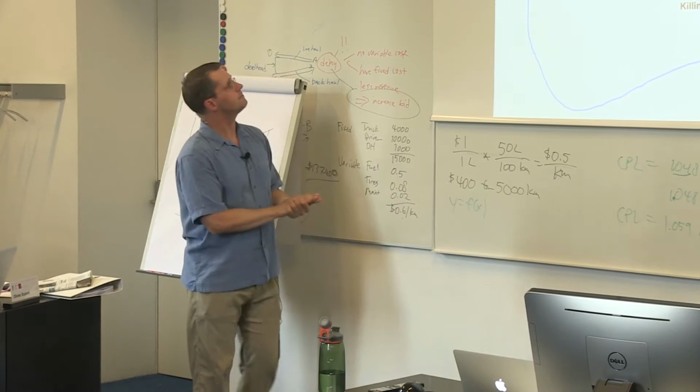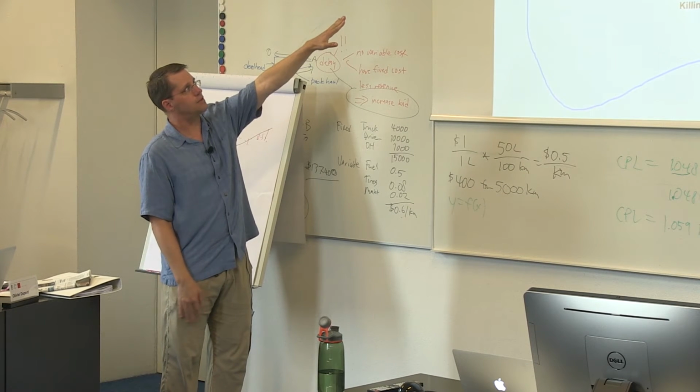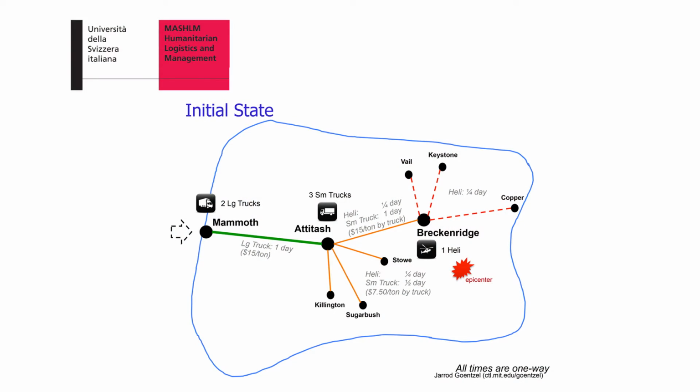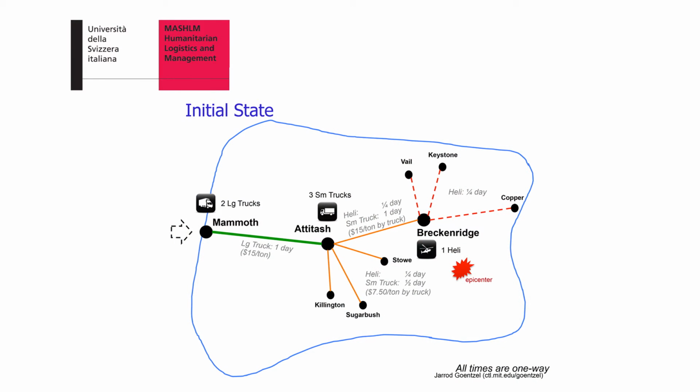Here's the initial state of Mountainland. Most of the goods are flying into Mammoth, which is the major seaport. They are then able to move on the Green Line, which is a fairly good road, by large truck. And you currently have 2 large trucks in Mammoth to do that. In Attitash, you have smaller trucks. These smaller trucks can move on the orange lines. And finally, you have 1 helicopter. The only access to 3 of the affected communities is by helicopter.